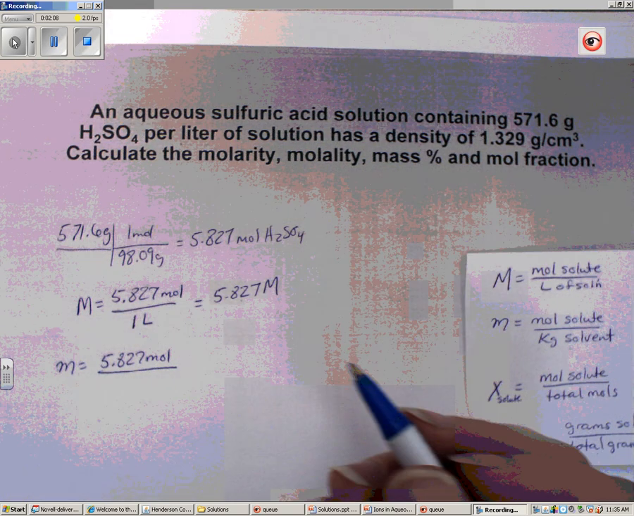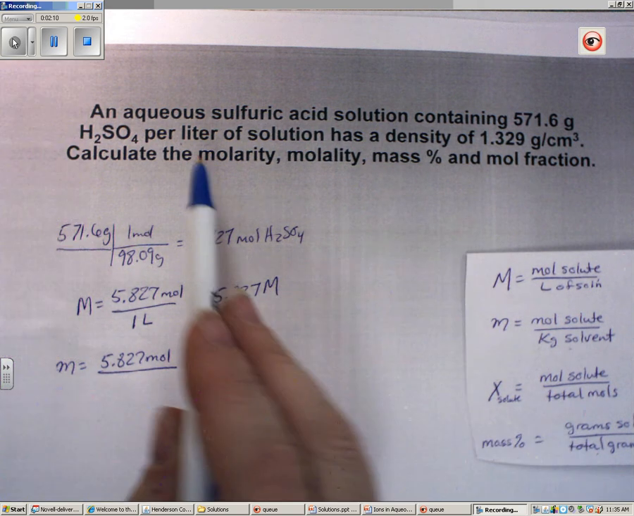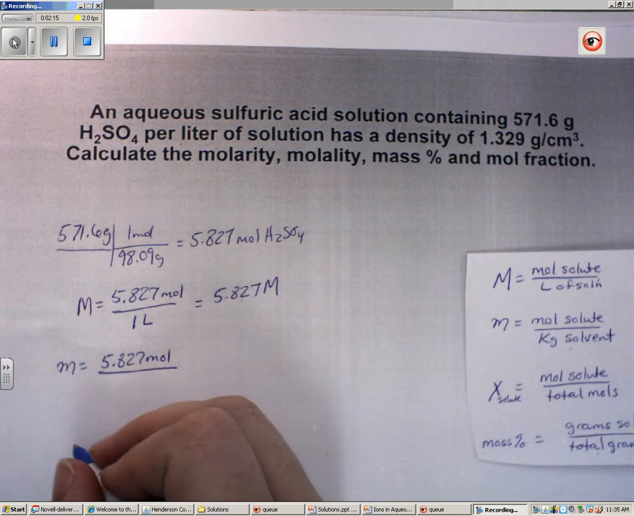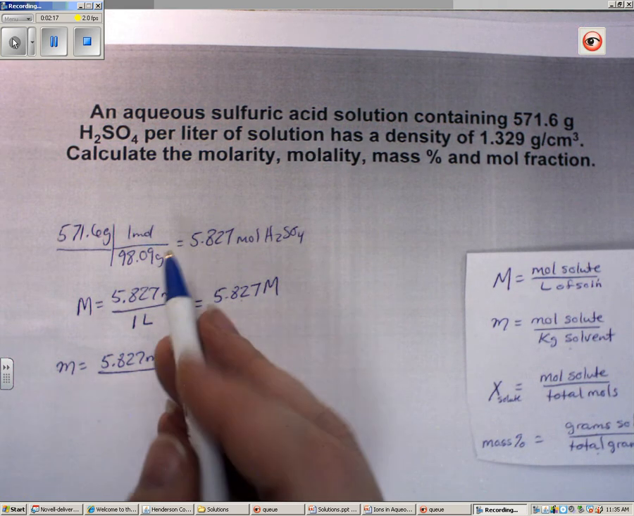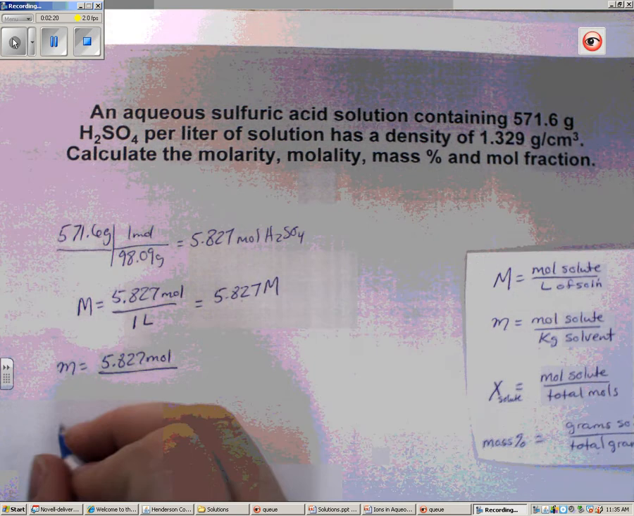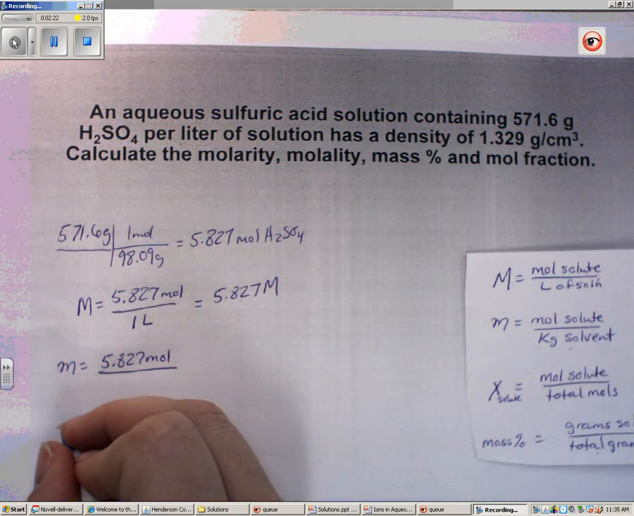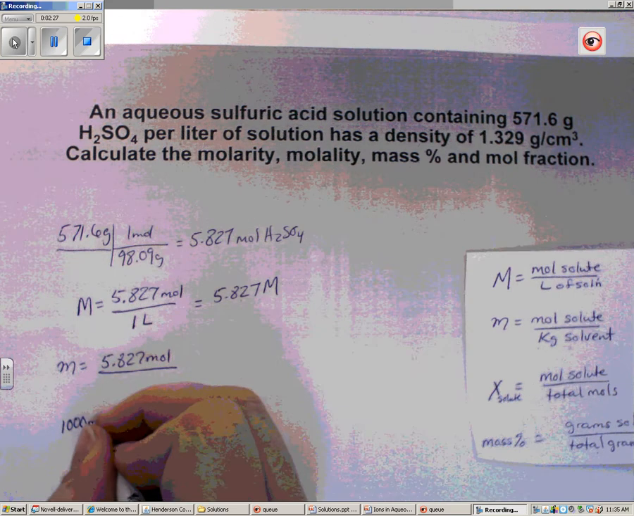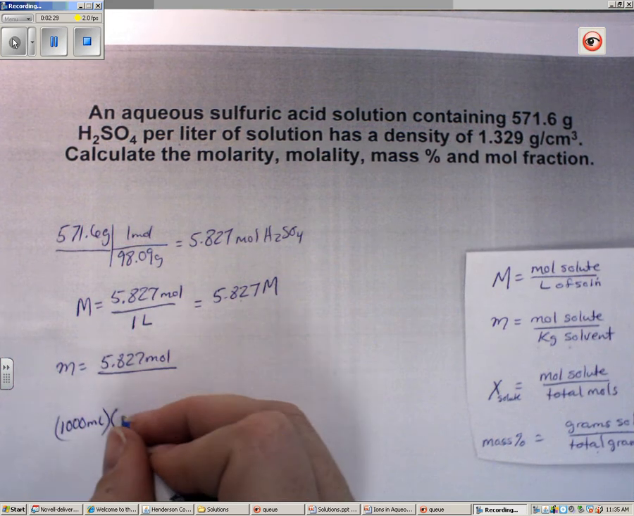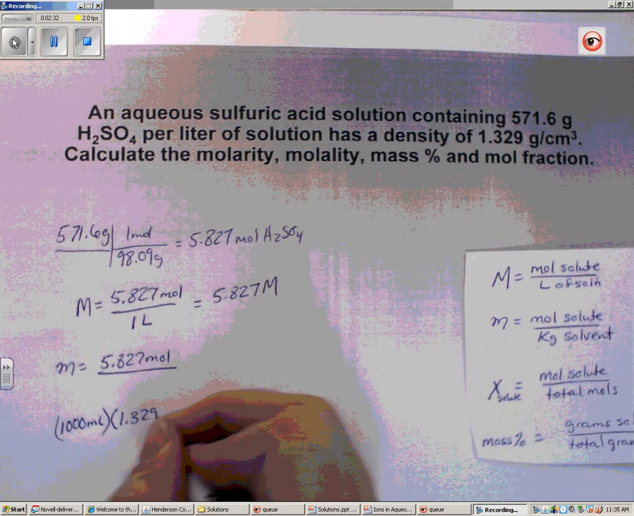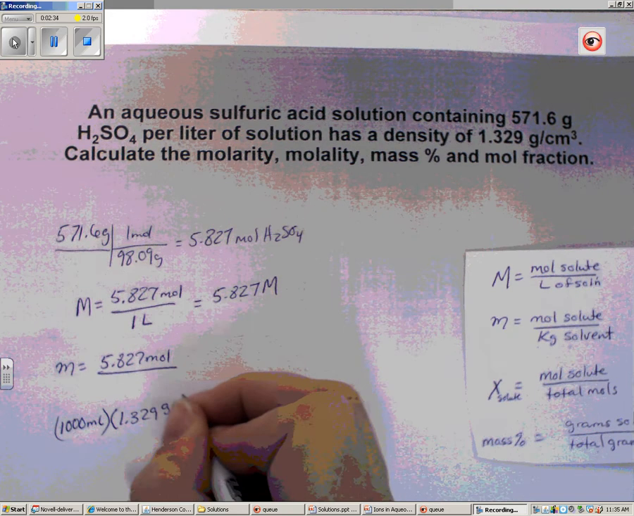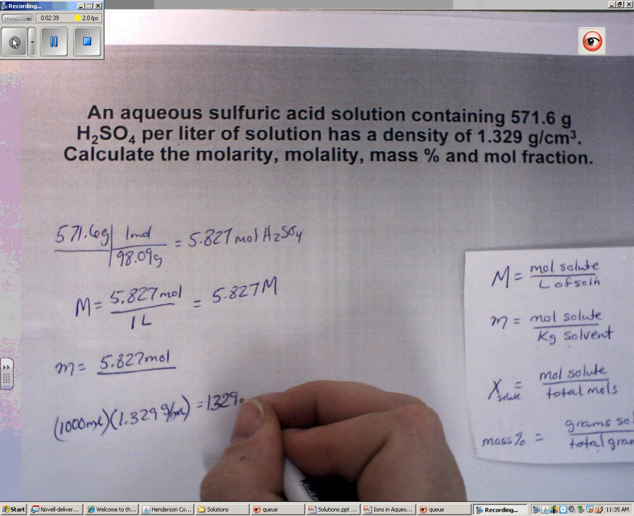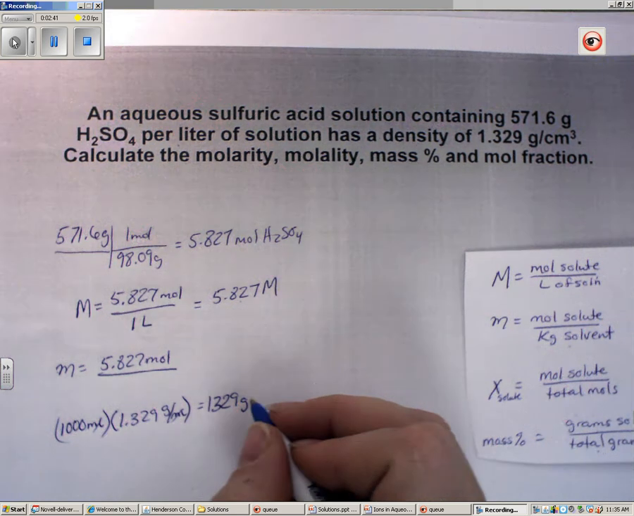Well, they don't tell me how much solvent. They do tell me that my solvent is water because it's aqueous, and so we have to figure that out. Here's where we're going to use our volume and this density. So if I take my volume, which is 1 liter, and I'm going to change that to 1,000 milliliters because I need milliliters for my density, 1.329 grams per milliliter, same thing as a centimeter cubed. Milliliters cancel out and I get 1,329 grams of solution.